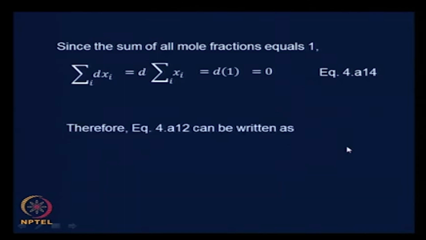Well, we are almost done. Therefore, equation 4a12 can be written as the sum over i of xi d ln gamma i, or ni d ln gamma i equals 0. Equation 4a15.